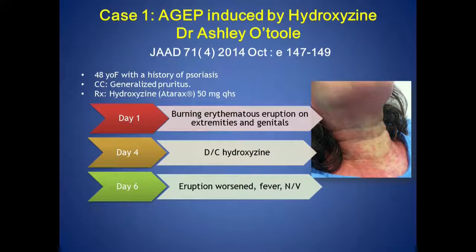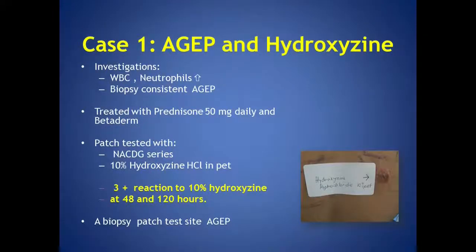So this is a woman who had a history of psoriasis. She complained of pruritus, so she was given hydroxyzine. And then about a week after, she developed this pustular eruption. She had fever, chills, high white count. Biopsy showed AGEP. And the differential is always, it can look very similar to pustular psoriasis.